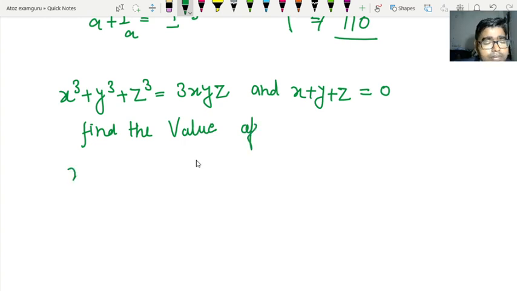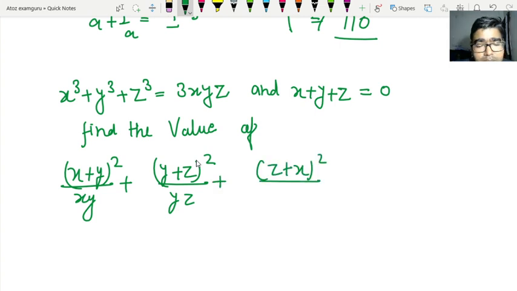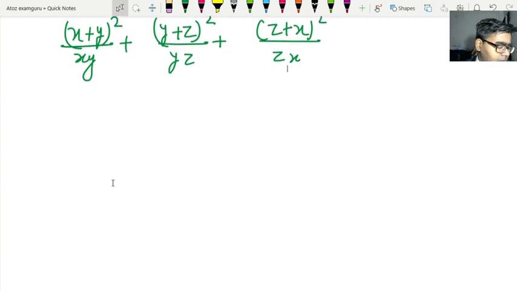x plus y whole square divided by xy, plus y plus z whole square divided by yz, plus z plus x whole square divided by zx, right friends? So try to solve it.